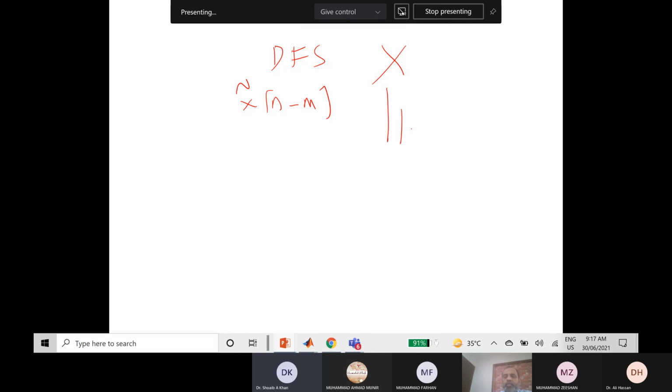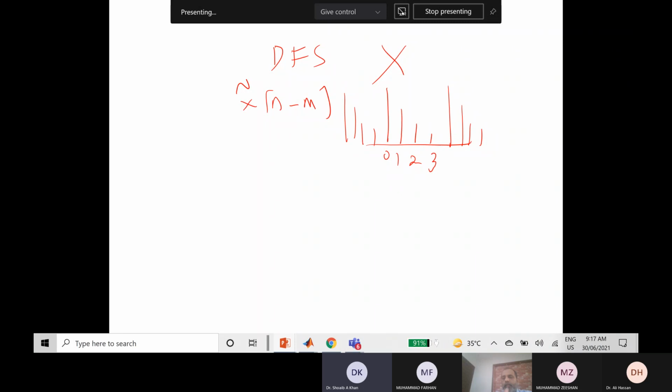For example, if this is a periodic signal, 0, 1, 2, 3, and you shift it by 1, whatever goes out of this side will come back from the other side. So shift by 1 will be, okay, so the 3 that goes out on that side will go around and come back.